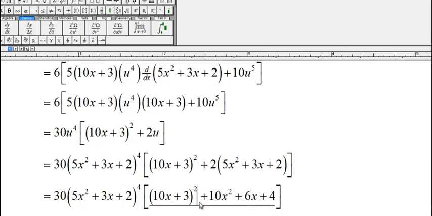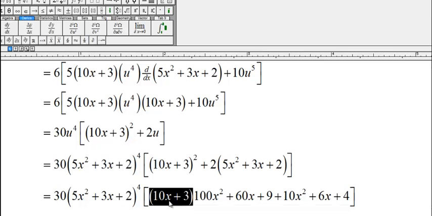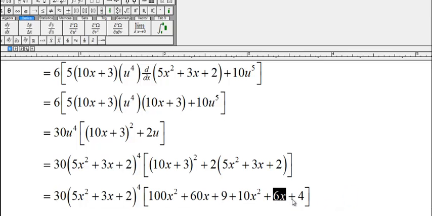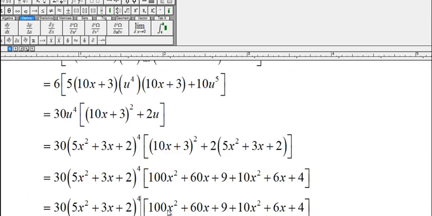Now I can square this one out as well. So this is a 10x squared is 100x squared, plus, multiply and double them, that's 10x times 3x is 30x doubled is 60x, and then the last term is 9. So that's what's going to happen when we square that out. Now I should be able to take this and combine some like terms here. 10x squared plus the 100x squared is 110x squared. 60x plus 6x is 66x. And 9 plus 4 is 13.